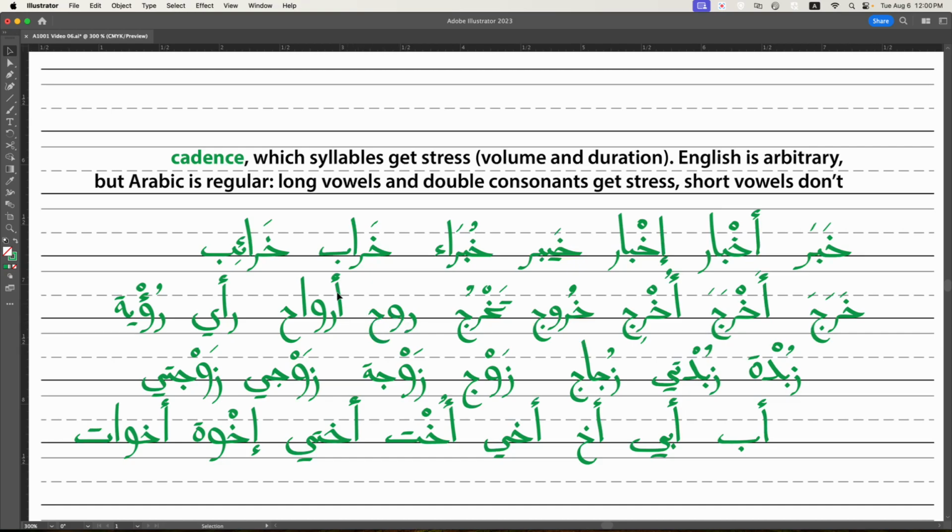Ruh means spirit. Arwah means spirits. It's the plural, just like akhbar is the plural of khabar. Arwah is the plural of ruh. So learn to make ha at the end of a word.